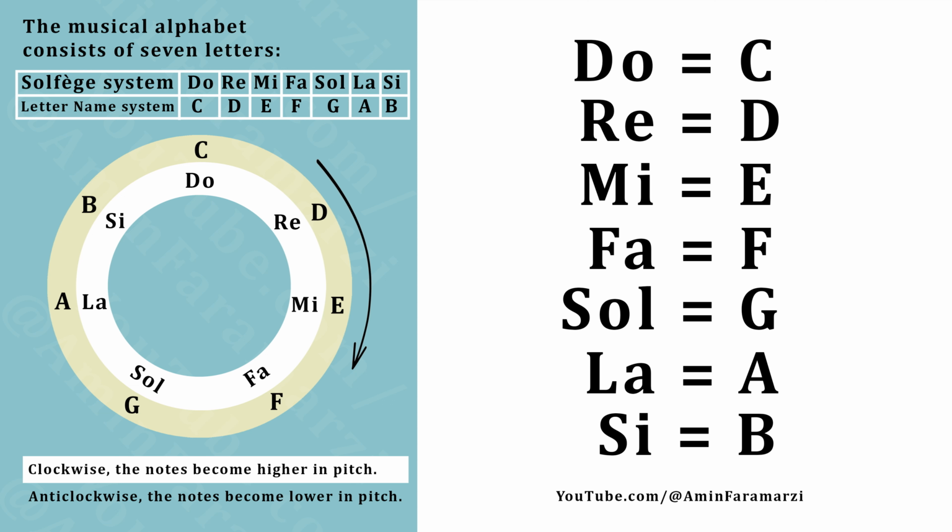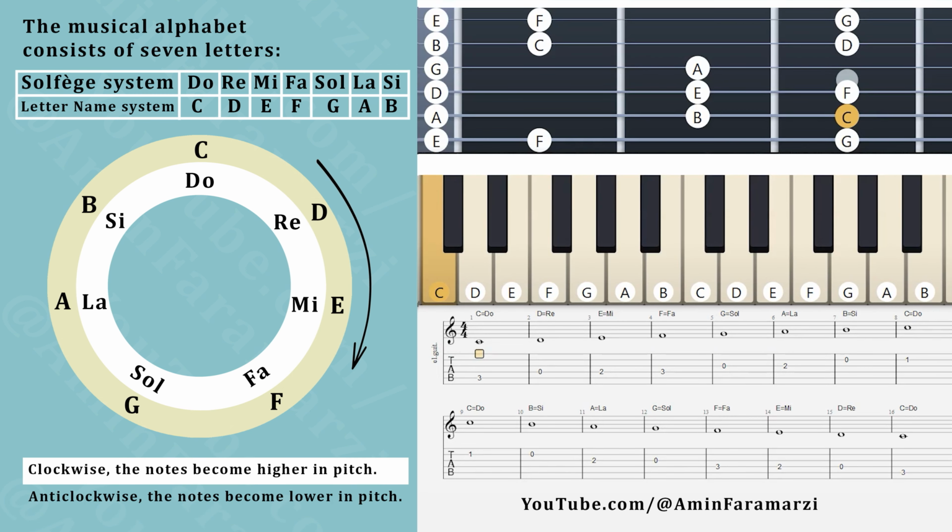The musical alphabet consists of 7 letters. Do, re, mi, fa, sol, la, si. Do is represented by C, Re by D, Mi by E, Fa by F, Sol by G, La by A, Si by B. Clockwise, the notes become higher in pitch.